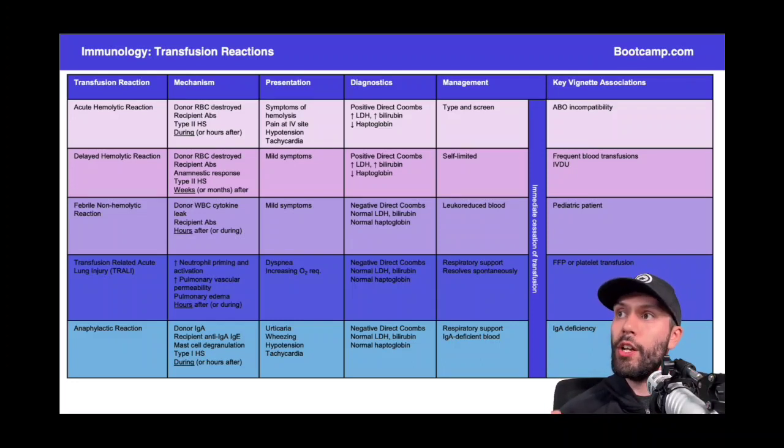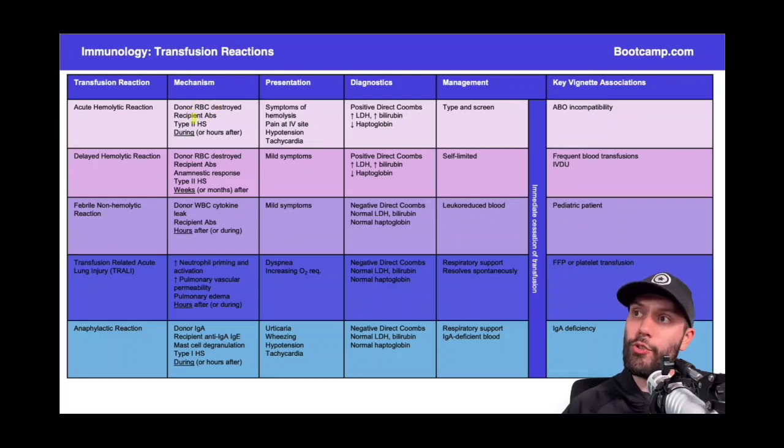Okay, so first off, acute hemolytic reaction. Again, what's the mechanism? We already said usually it's going to be the donor red blood cells destroyed by the recipient antibodies. Now that's going to be a little bit different if we're talking about plasma transfusions, right? If we're talking about a classic red blood cell transfusion, this is going to be the presentation. If you want all of the details on that, you can go back to the slide and watch that video. But in general, it's usually going to be the donor red blood cells that are destroyed.